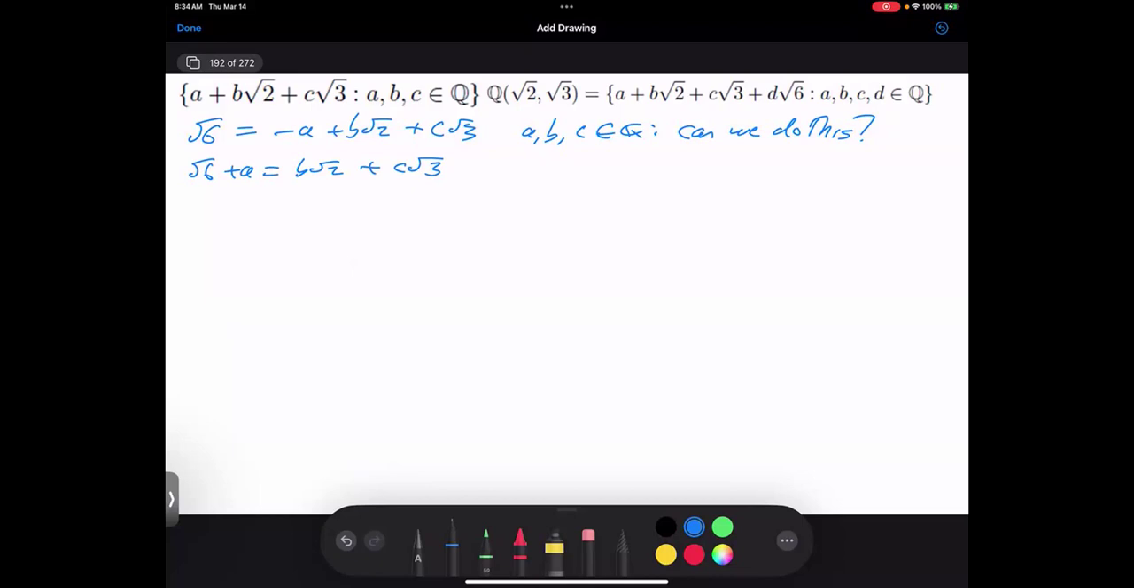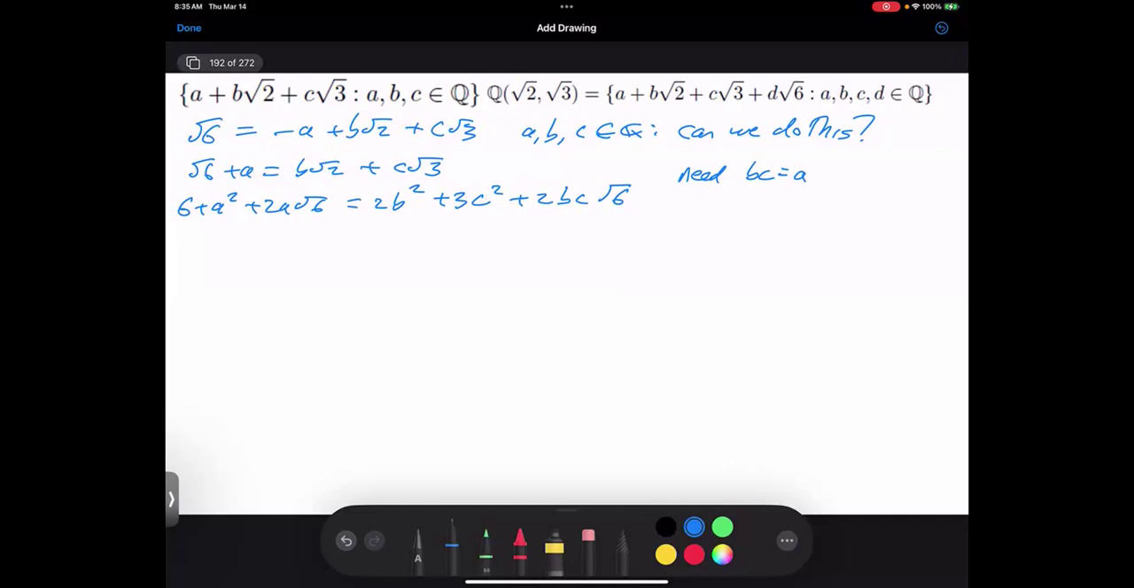Square. Excellent. So if I square both sides, I'm going to get 6 plus a squared plus 2a square root of 6. And on this side, I'm going to get 2b squared plus 3c squared plus 2bc square root of 6. Right? What's the only way these can be equal? So we need bc to equal 2a. Well, not 2a, just bc equals a. Yeah, equals 2a. Oh, equals 2a.